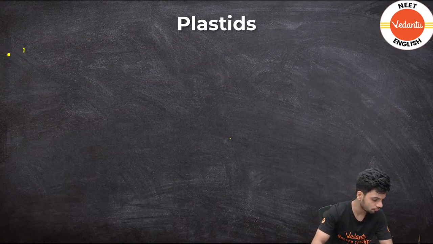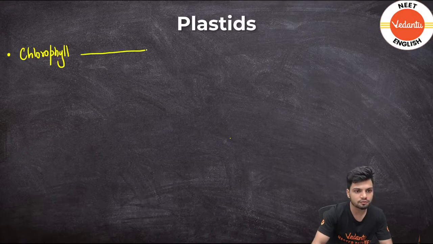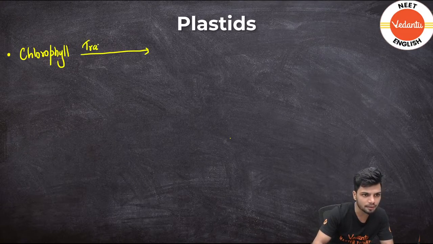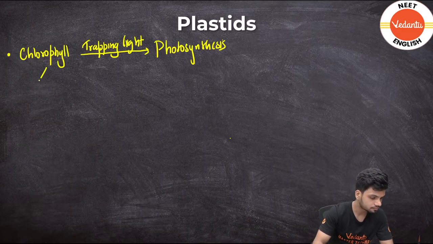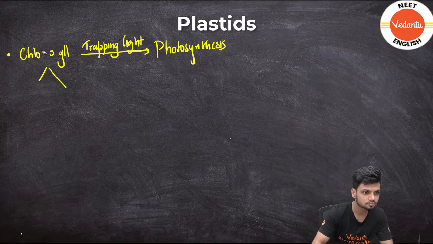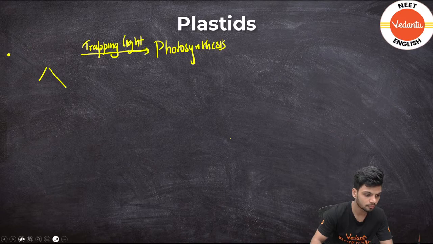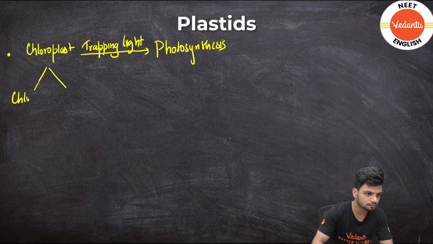Now let's first understand chlorophyll. What is its function? Chlorophyll has one function, that is trapping sunlight. It is involved in photosynthesis. This should be chloroplast. Chloroplast, there are two types. One is your chlorophyll.